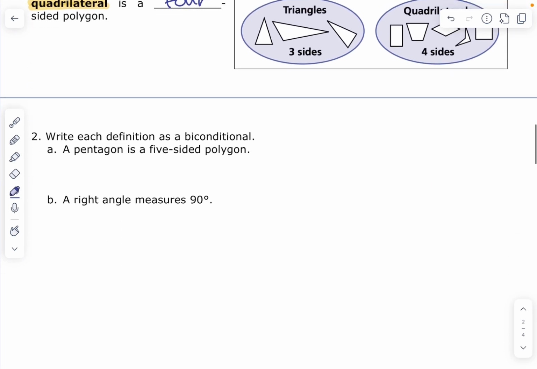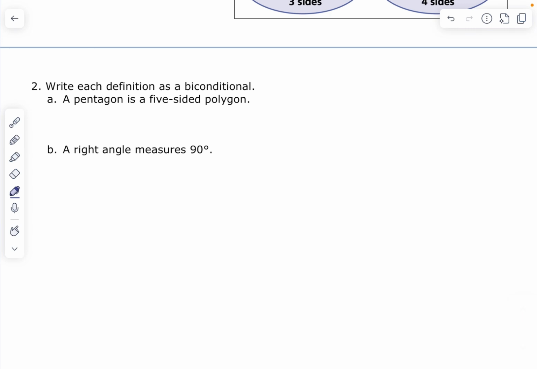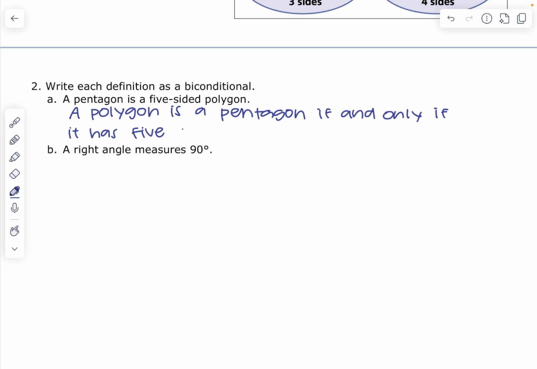Okay, our last example here should be pretty quick. It says write each definition as a biconditional. A pentagon is a five-sided polygon. So you'd say a polygon is a pentagon if and only if it has five sides. I think that should be an S. Five sides.